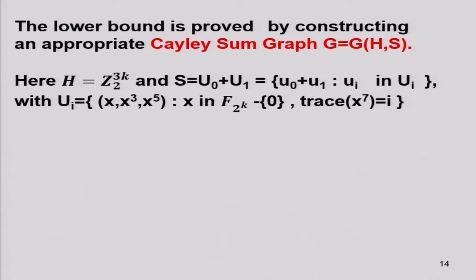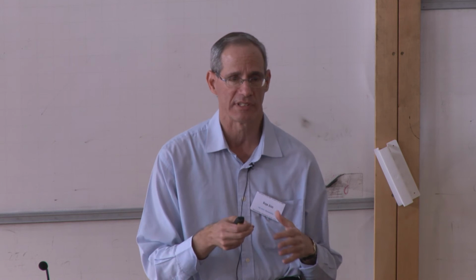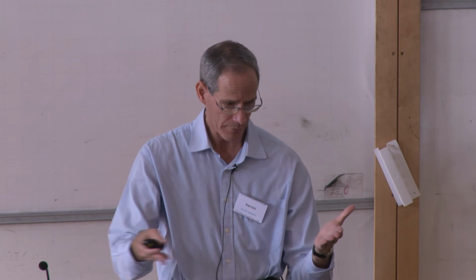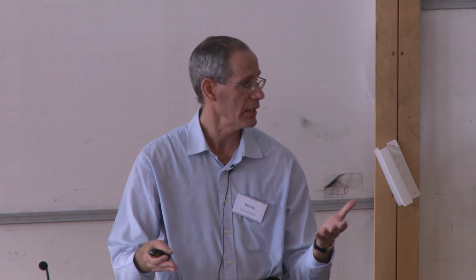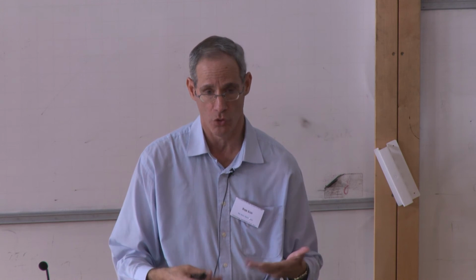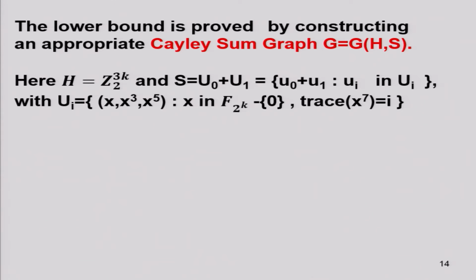Now, I wrote here the specific graph. It's not so important, but let me just say it. So the group is an elementary abelian 2-group, so just a binary vector of length 3k, and addition is addition modulo 2, coordinate-wise. And then I have to tell you when two things are adjacent. They are adjacent if and only if their sum belongs to some set S. Here, sum and difference are actually the same. So here, the Cayley Sum Graph is also a Cayley graph because the characteristic is 2.